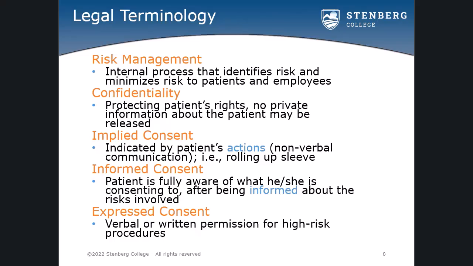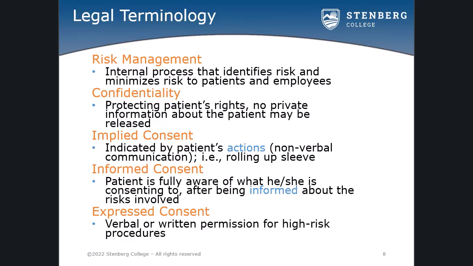We know we must get consent before performing a venipuncture. Let's discuss the various forms of consent. Implied consent is indicated by the patient's actions. It's a form of nonverbal communication. For instance, if you enter a phlebotomy room and tell the patient you're there to draw a blood sample, and they begin rolling up their sleeve and extending their arm towards you, their actions imply that they understand and willingly consent to the procedure, even if they don't say it verbally.